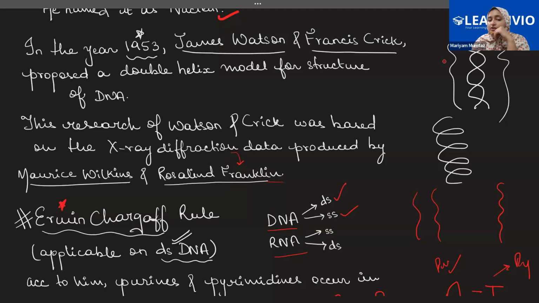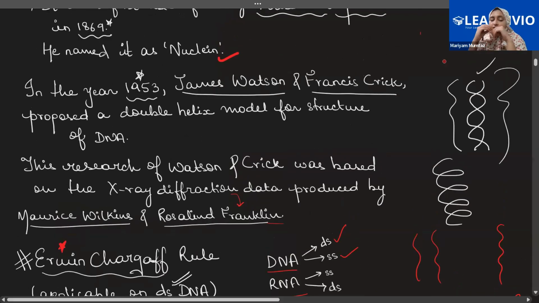Now, this research of Watson and Crick was based on the X-ray diffraction data which was produced by Maurice Wilkins and Rosalind Franklin. Before Watson and Crick, there were two other people who studied the DNA. They did an X-ray diffraction, and Watson and Crick based their model on the data that was collected. Any doubts up until now, students?